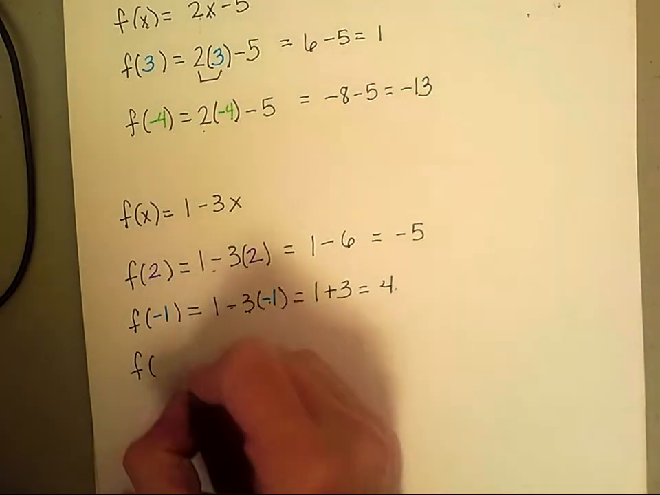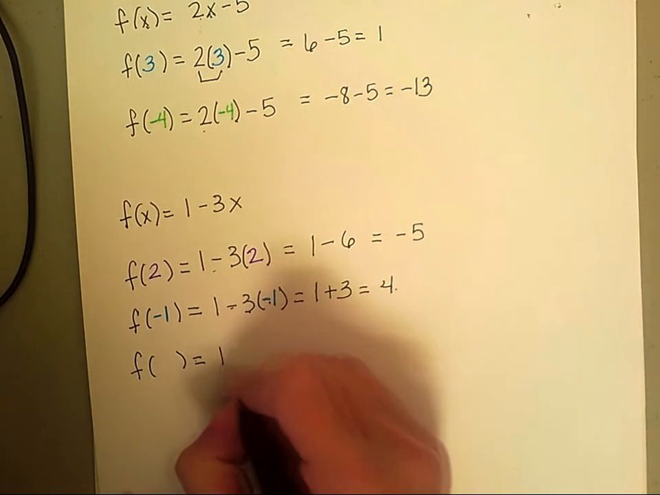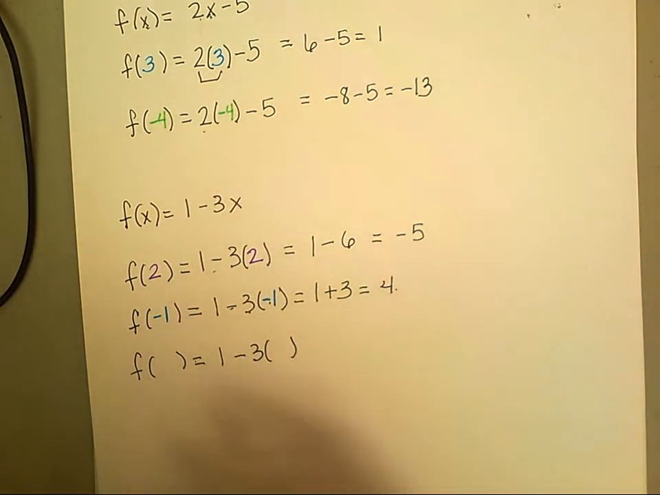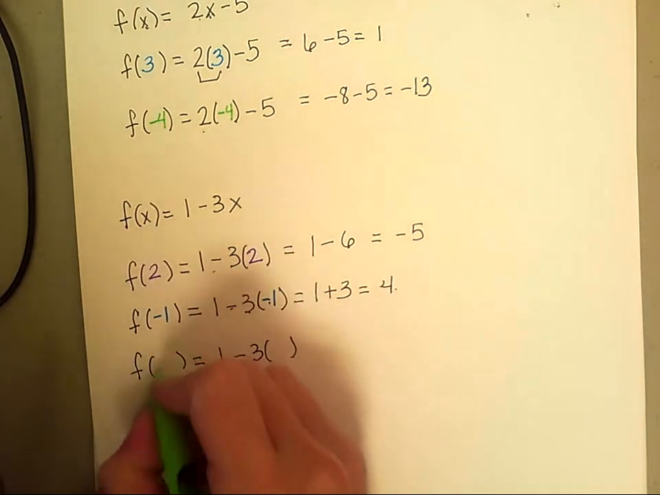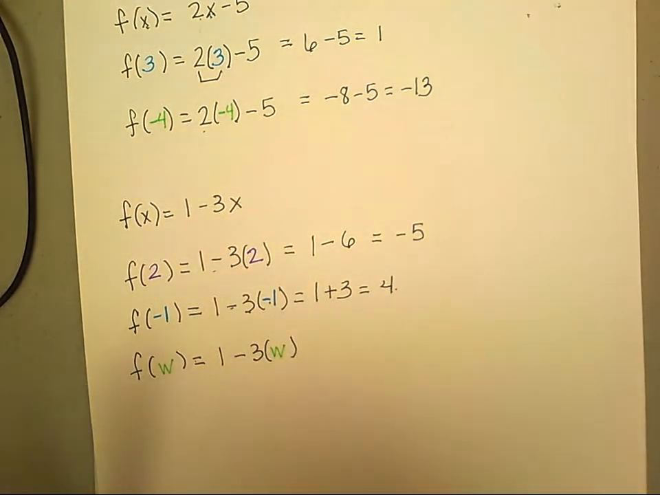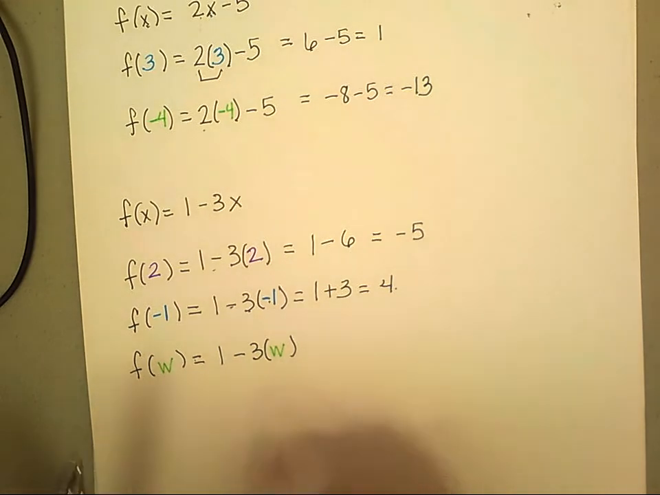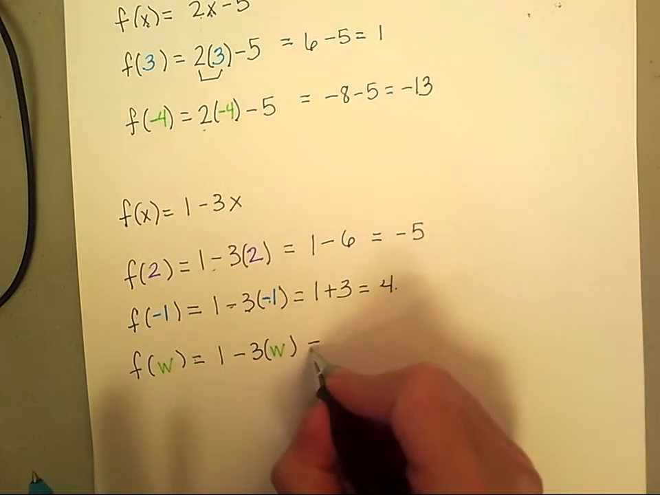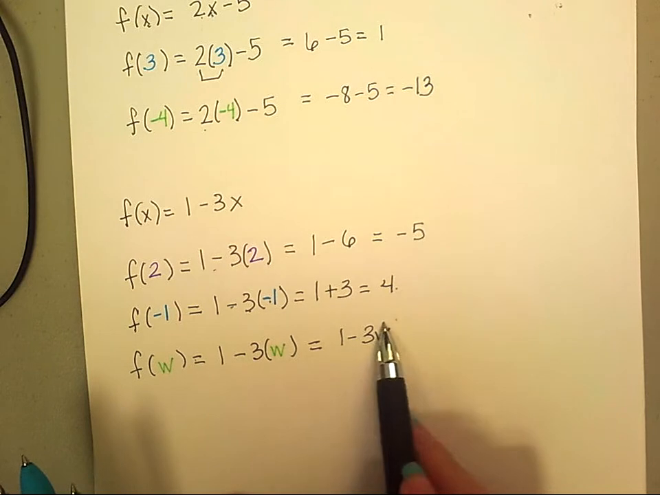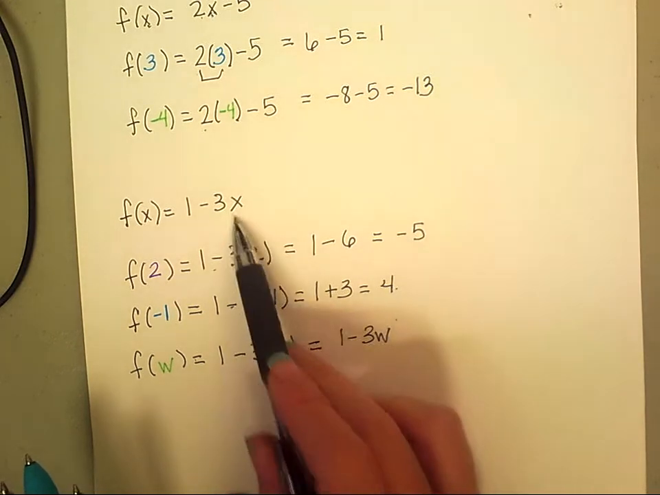But we don't have to just find values for numbers. We could do what we call a change of variables. So instead of finding f of x, I could find f of w. Then wherever I saw the x before, I'd put the w, and then that just simplifies to 1 minus 3w. Okay. So it's the same function, I just have a different variable in here.